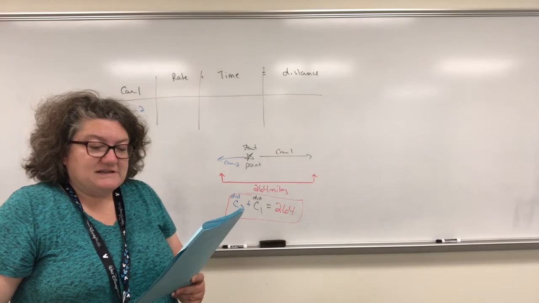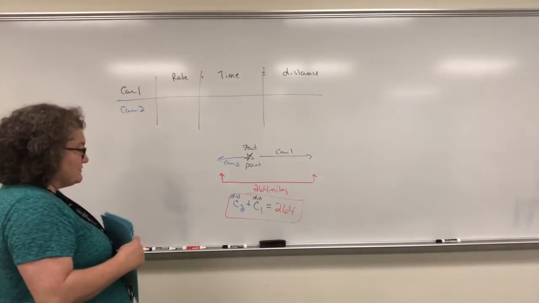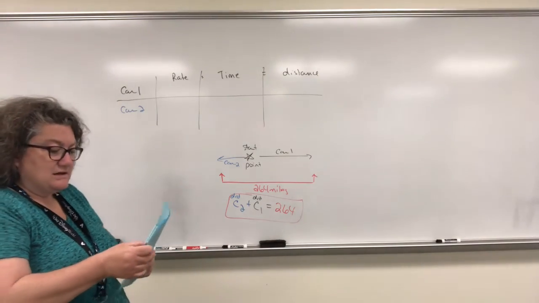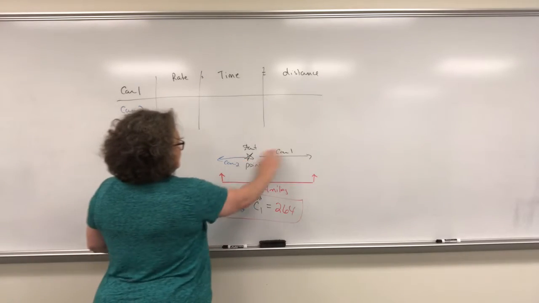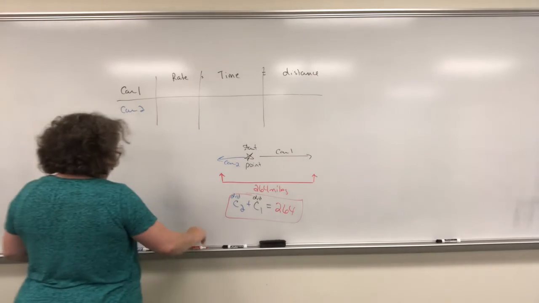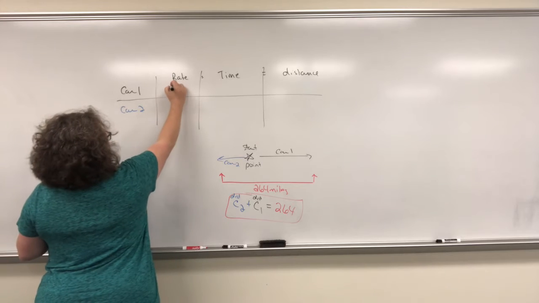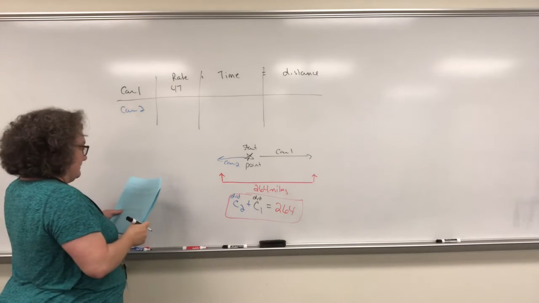So one car travels east at 47 miles per hour. The 47 miles per hour is our rate. Since I kind of considered east to be to the right, I'm going to call that one up there car 1. So he's 47 miles per hour.